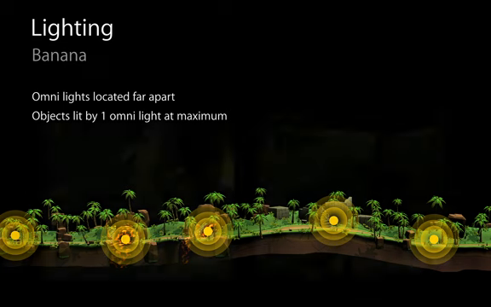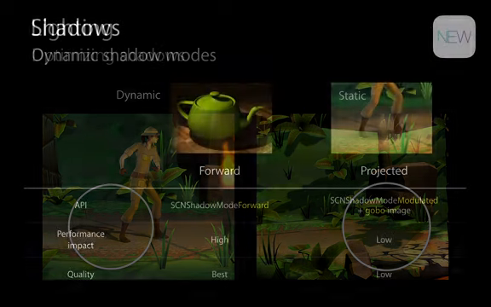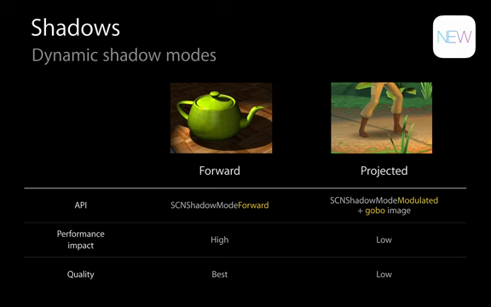Related to lighting, shadows. Shadows are also expensive. Again, there are 2 types of shadows, dynamic and static. For static, everything is baked into textures with 3D tools. And it's fast, so let's focus on dynamic shadows for dynamic objects. The first thing to consider is what mode of shadow you want to use. If you want real dynamic shadows, use the forward mode, which is the default. And you might want to consider projected shadows for low-end devices. With the right shadow image, it can look great too, and it is really fast.